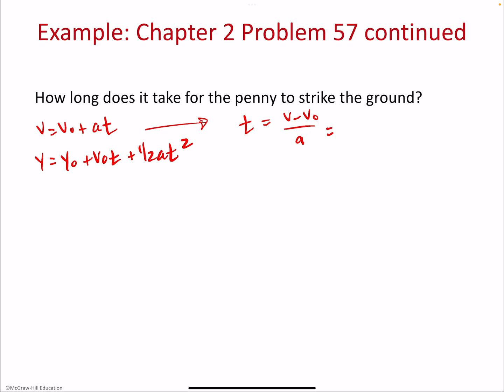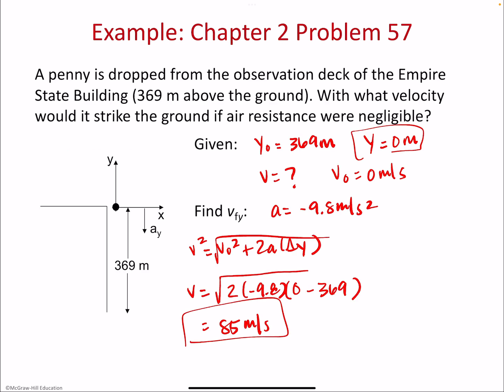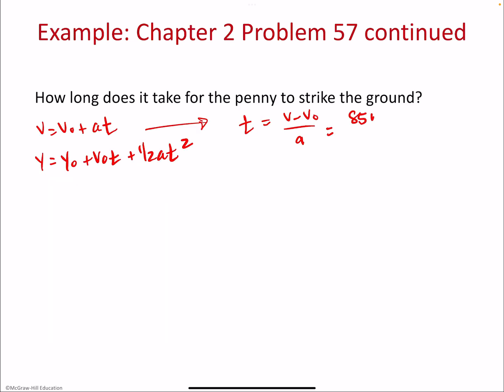So what's our final velocity? What did we just find? 85? And yes, it hits the ground, but when it says something like that, it means right before it hits the ground. Okay, so 85 meters per second minus the initial velocity, they dropped it, so this one really is 0.